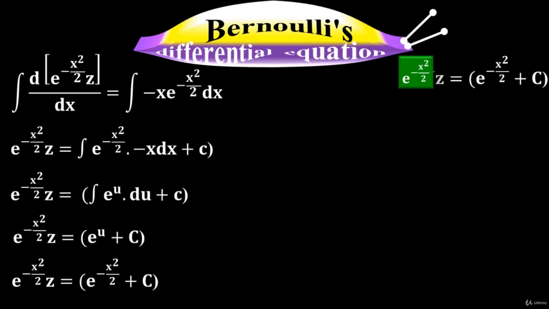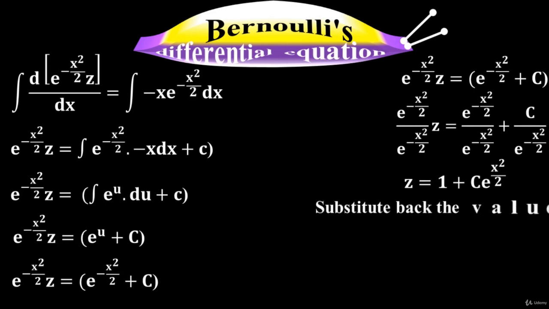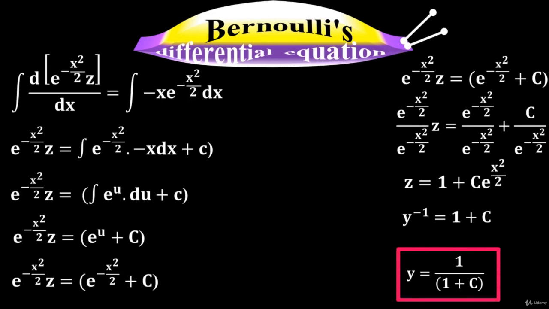Now divide both sides by e to the minus x square over 2. Simplify this expression to have z equals 1 plus c times e to the x square over 2. So substitute back the value of y that we had supposed in step 1. Y to the minus 1 equals 1 plus c e to the x square over 2. That was the value that we had supposed in step 1 to make it linear. Rearrange the term, and here is the final solution for the general solution, which is y equals 1 over 1 plus c e to the x square over 2. And this was an alternate method for step 3. You can opt into any method, it's up to you.